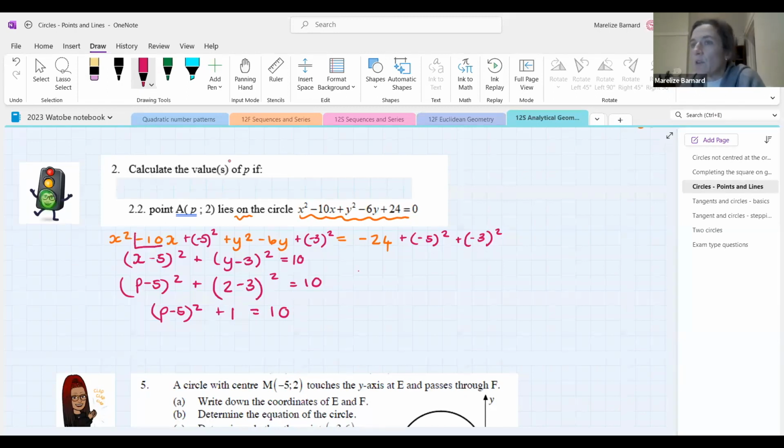The minus 5 comes from half of negative 10 when you actually complete the square. So to complete the square, you look at the coefficient of x, that's negative 10. You divide it by 2. That gives you minus 5. You square it, add on both sides. That's where the minus 5 comes from. Okay, so now we have P minus 5 squared is equal to 9.